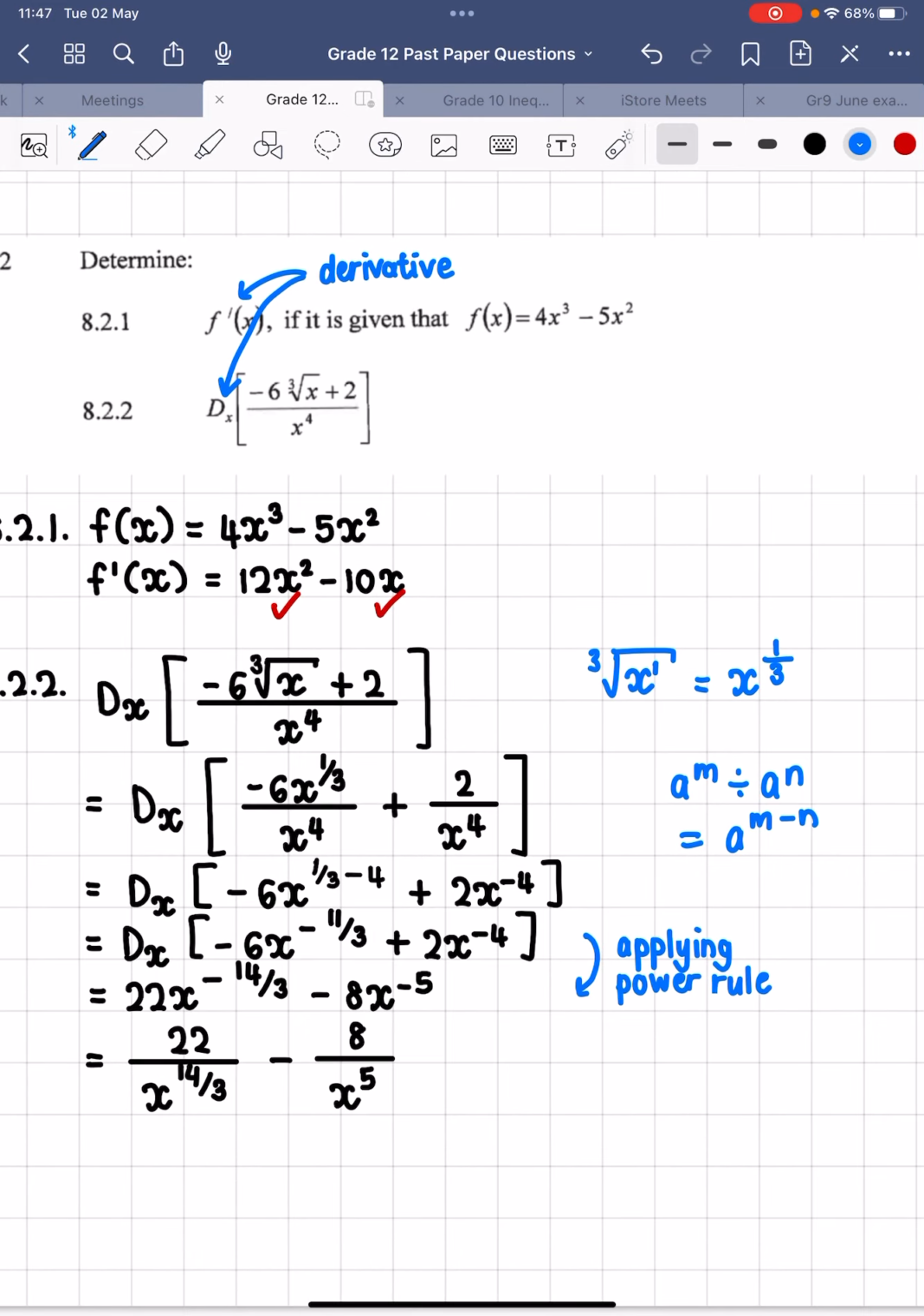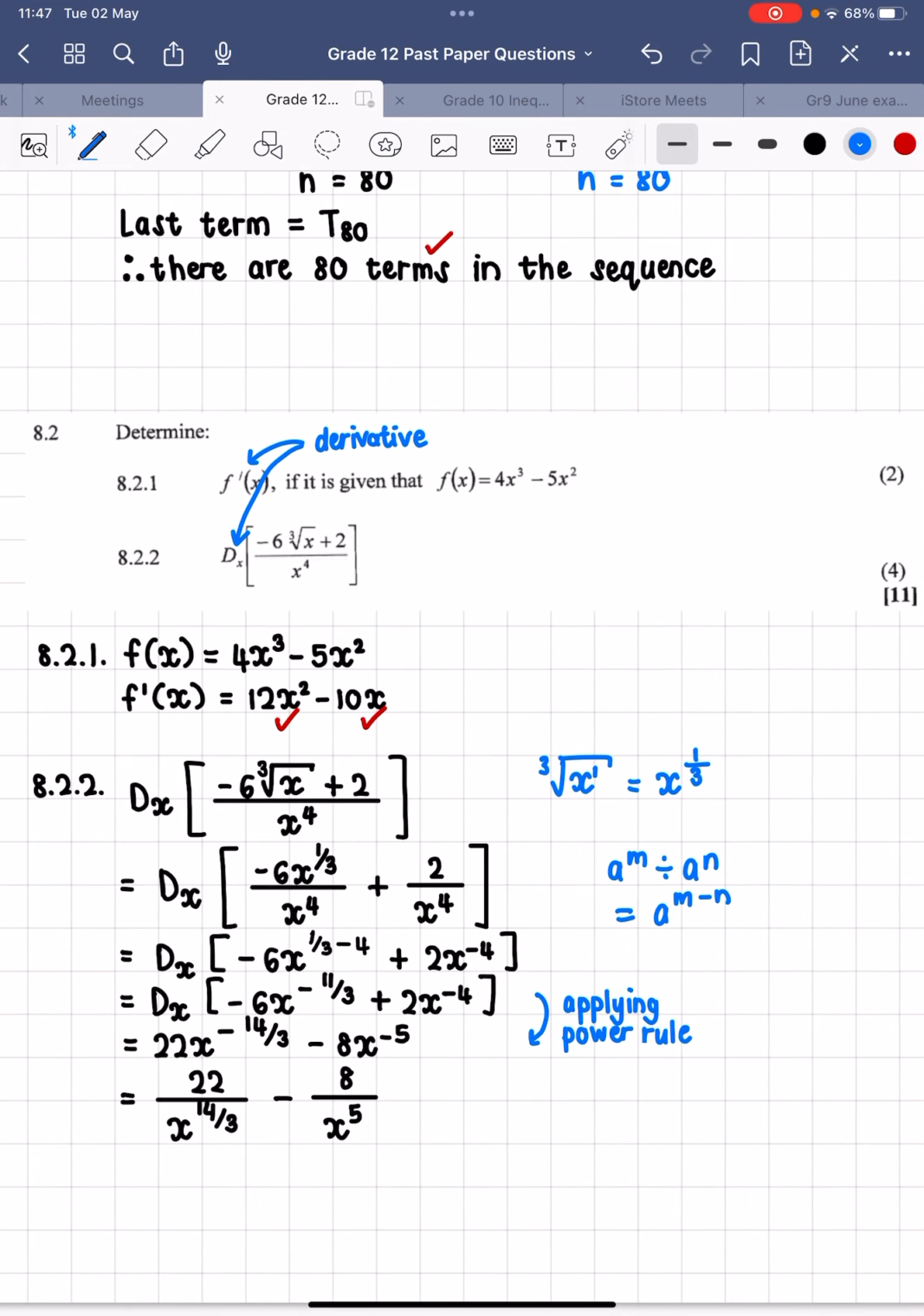Oh, sorry, that was worth 4 marks. I think, let me quickly see. It probably would have been a mark for each of these simplified terms there, and then 1 mark for that, and then 1 mark for the final answer. Putting them both over positive exponents.